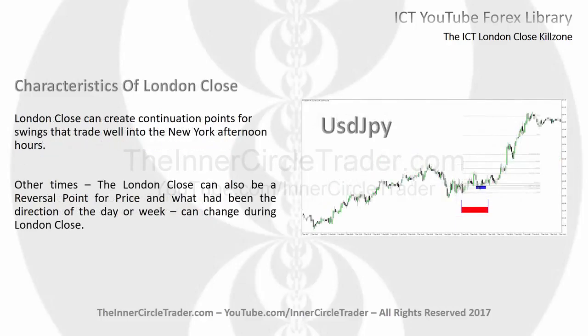Okay, characteristics of London Close. Now, the London Close can create continuation points for swings that trade well into New York afternoon hours. That means if we're bullish overall in the day, instead of creating the high of the day in bullish markets or bullish days, many times the London Close can actually create a continuation pattern, as seen in this example here on the dollar yen. The market had traded higher initially during the day, and then we had a consolidation, but inside the consolidation we had an optimal trade entry here.